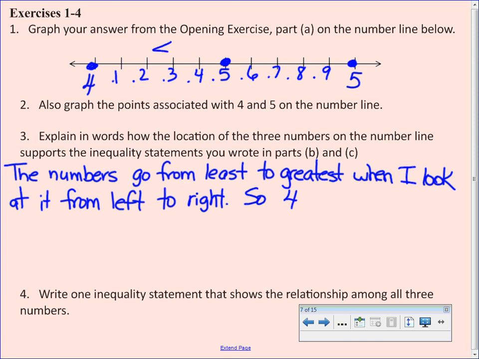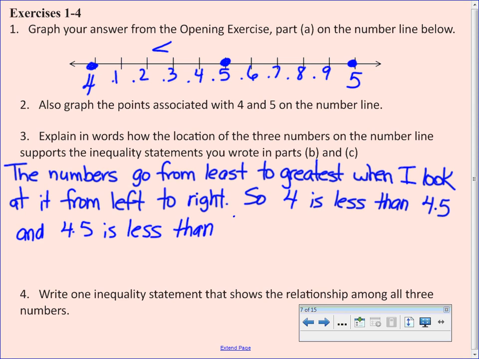So 4 is less than 4.5. 4.5 is less than 5. That's it. I explained left to right, least to greatest. I explained where the numbers were.